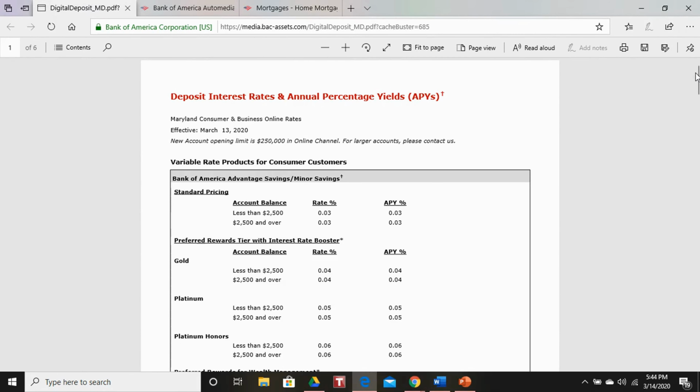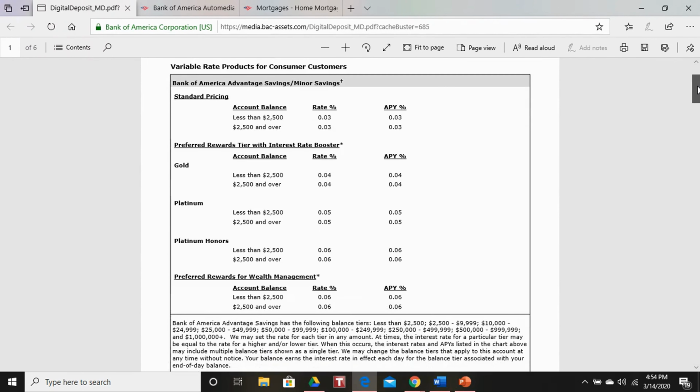Let's take a look at the Bank of America deposit interest rates on savings products. Now, I chose Bank of America randomly. However, you will see with all of the brick and mortar banking establishments, you're going to get pretty much no deviation or very little deviation in these interest rates. So standard pricing for $2,500 or less, or even $2,500 or over in your vanilla savings account is going to be 0.03% interest rate. That's how much you're going to get on your money.